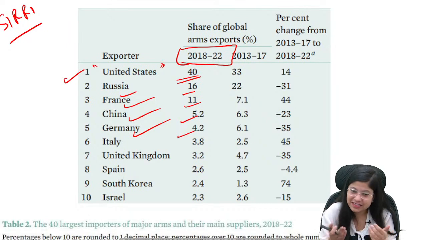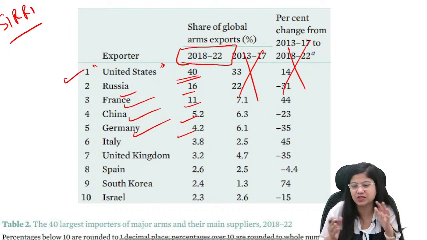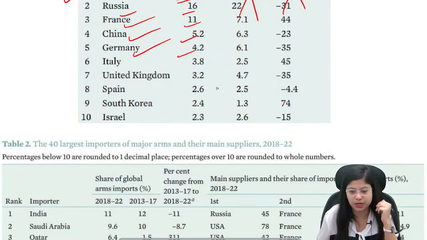So we can clearly see here, they are the arms exporters, with a 40% share of the global exports from 2018 to 2022. Now, as far as the other data are concerned, do not remember these data, the percentage shifts and the previous year contribution. Nobody is going to ask you that.